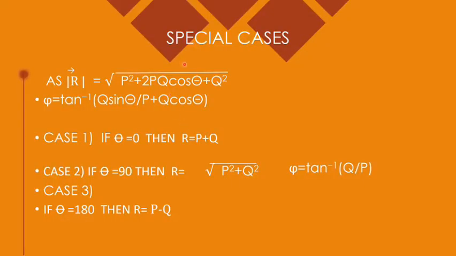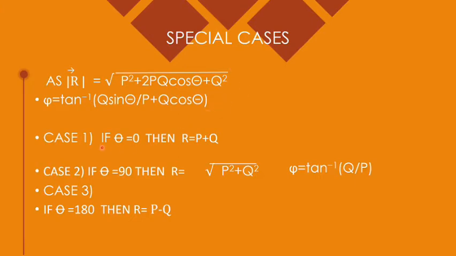I want to talk about some special cases when the parallelogram law of vector addition is used. These are the formulas I have written again for you, the formulas we have derived for the magnitude of the R vector. You should write this with the modulus sign and an arrow over it, showing the magnitude. That is equal to the square root of p square plus 2pq cos theta plus q square. Both these formulas are known to you, for magnitude and direction.